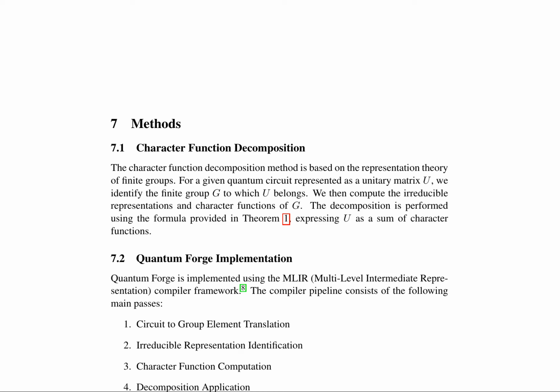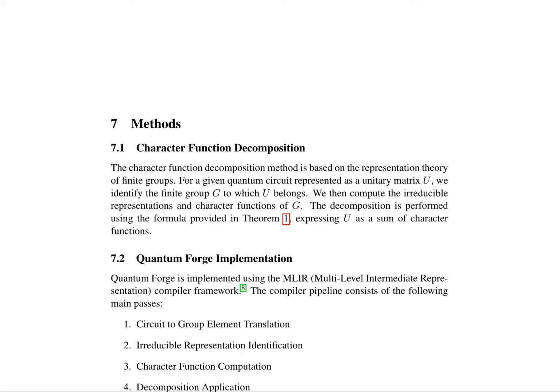The research methodology employed in this study focuses on character function decomposition, Quantum Forge implementation, benchmarking methodology, and theoretical complexity analysis. Character function decomposition is rooted in the representation theory of finite groups, where a given quantum circuit represented as a unitary matrix U belongs to a finite group G. This process involves identifying G, computing its irreducible representations and character functions, and expressing U as a sum of character functions using the formula provided in Theorem 1.